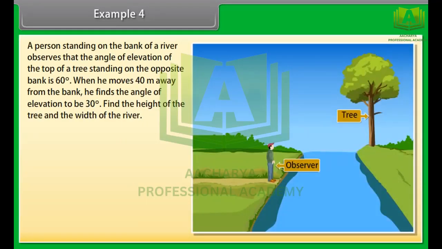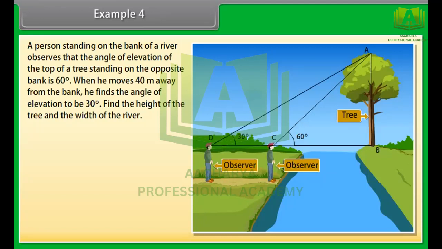Example 4. A person standing on the bank of a river observes that the angle of elevation of the top of a tree standing on the opposite bank is 60 degree. When he moves 40 meters away from the bank, he finds the angle of elevation to be 30 degrees. Find the height of the tree and the width of the river.